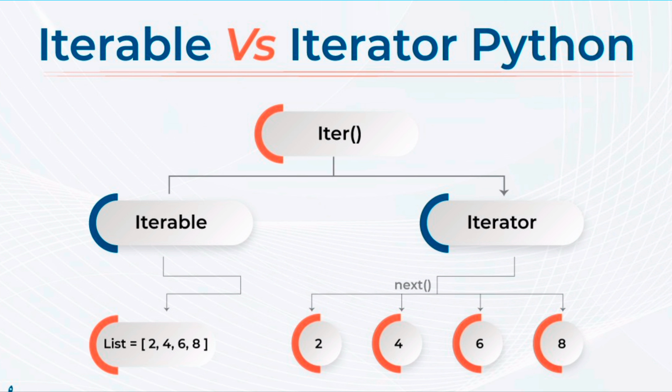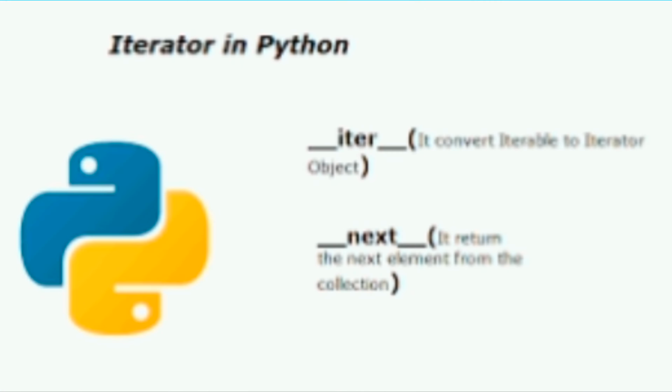Iterator is an object that represents a stream of data. Iterator is responsible for providing the next value in the iteration. It implements two main methods, __iter__ and __next__. __iter__ returns the iterator object itself. __next__ returns the next value from the iterator. If there are no more items to return, it raises the StopIteration exception.